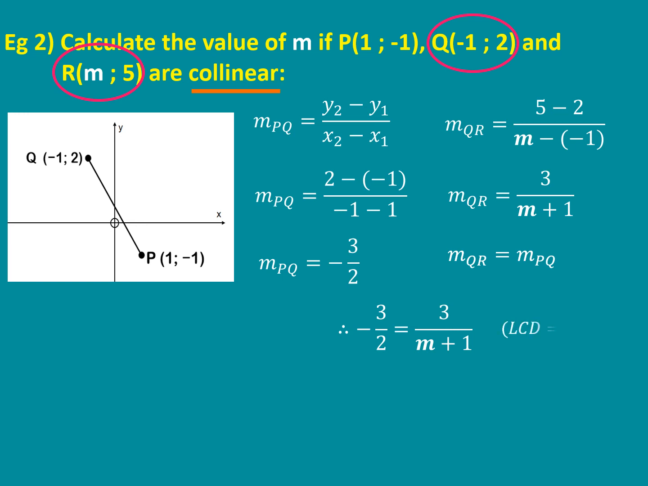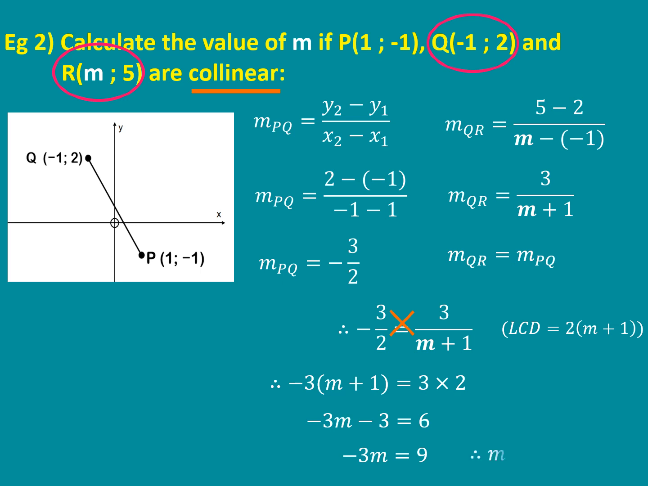We are going to use an LCD of 2 times (m + 1). But a slightly easier way of looking at it is if I've only got one fraction on each side, I cross multiply, which means on the left I'm going to have -3 times (m + 1), and on the right I'm going to have 3 times 2. If I distribute the -3, I end up with -3m - 3 is equal to 6. Take 3 over, so -3m will equal 9, and divide by -3. So your missing value, m, will be -3.